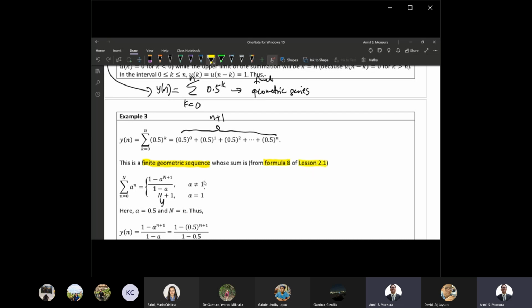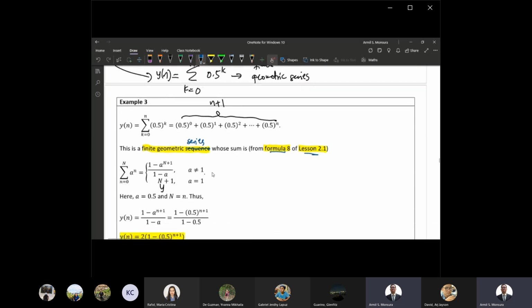Okay, so ito na yung nilagay ko na dito. Pero again, kung maghahanap kayo ng formulas for sums of geometric series, nandun siya sa lesson 2.1, nasa formula 8. Okay, so ito yung sum ng finite geometric series natin.